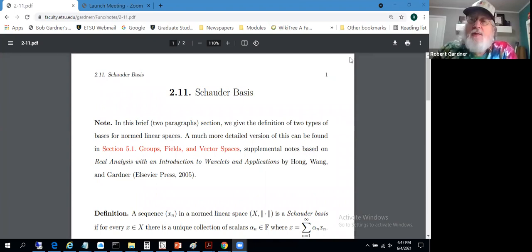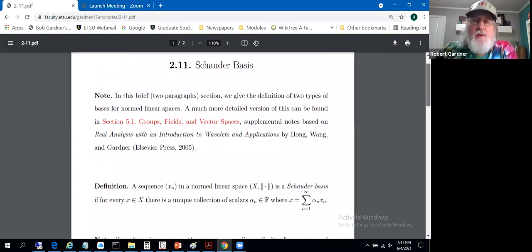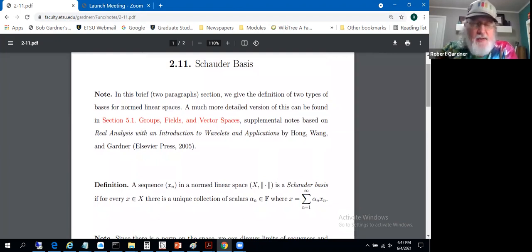Now for some really cool stuff. Section 211 is on Schauder basis. In the book, there's only a couple sections long. We'll go into more detail in these topics and some of the supplemental material. Some of it's covered in section 5.1, groups, fields, and vector spaces of a graduate real analysis book with some applications and some topics on wavelets that I was a co-author on some years ago.